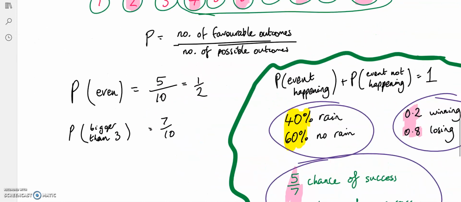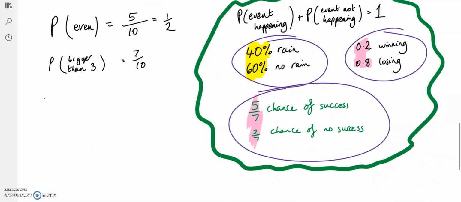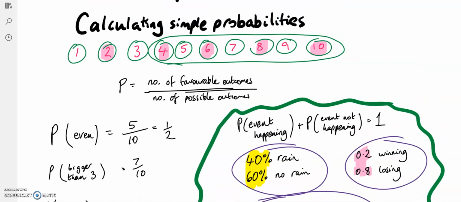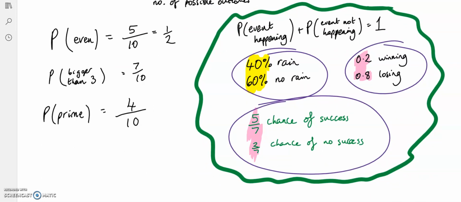Okay, let's have a look back at our examples. Let's do another one. Let's do the probability of choosing a prime number. So once again, it's going to be out of 10. Let's have a look at how many prime numbers there are. We've got 2, 3, 5, 7. So we've got 4 prime numbers. So that's going to become 4 out of 10, which can be simplified to 2/5. So there's a 2 in 5 chance of choosing a prime number. There's a 3 in 5 chance of it not being a prime number.